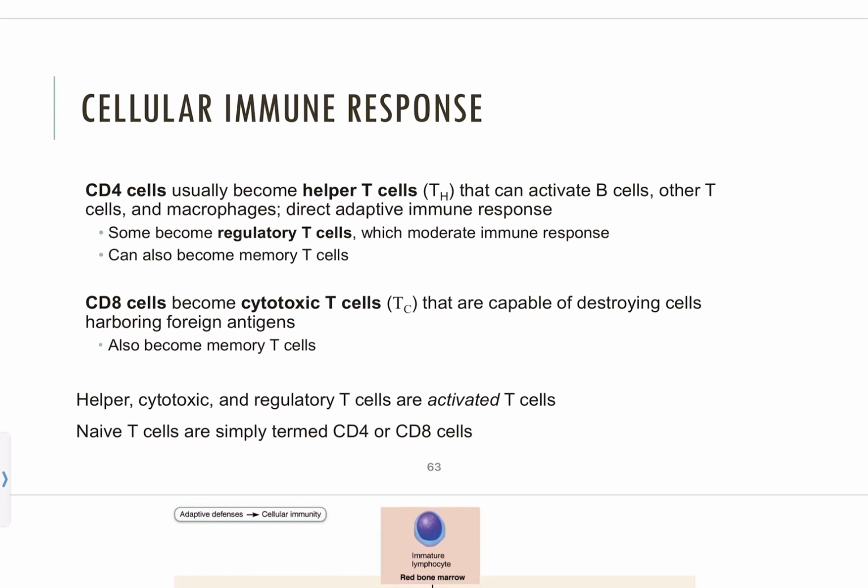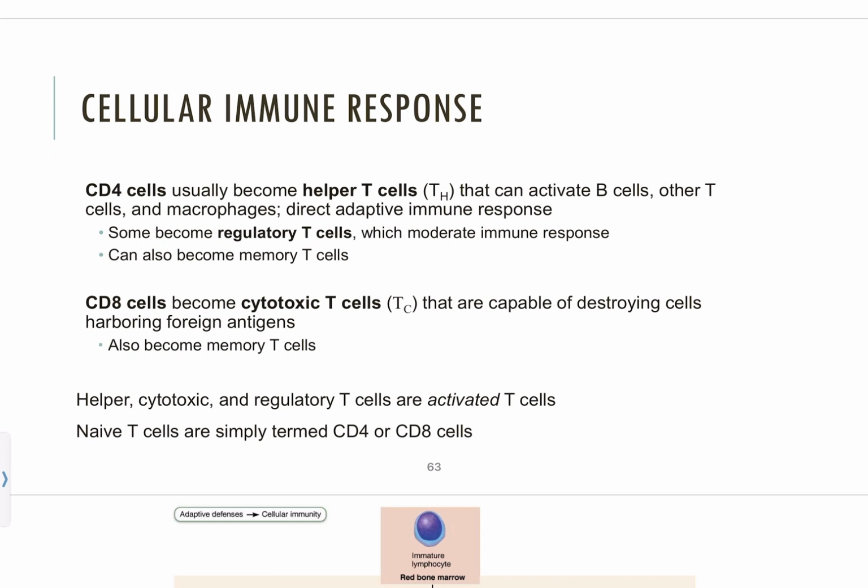So there are two main types of T cells. We have CD8 and CD4 cells. Our CD4 cells are typically going to become our helper T cells, which help coordinate the immune response by activating B cells, some other types of T cells, and macrophages. Some of the CD4 cells also become regulatory T cells, which are going to help moderate the immune system activity, or memory T cells, which persist for a faster response upon a secondary exposure.